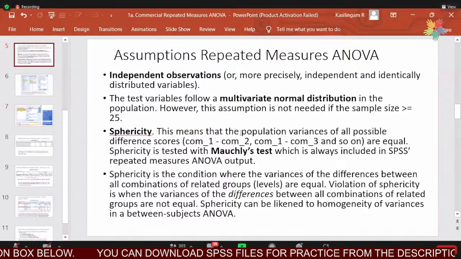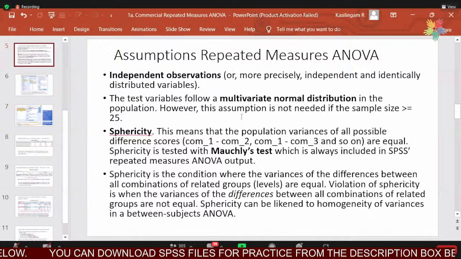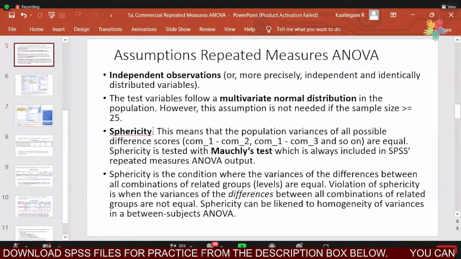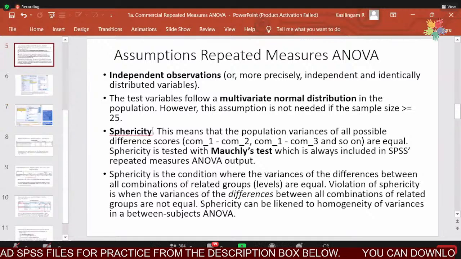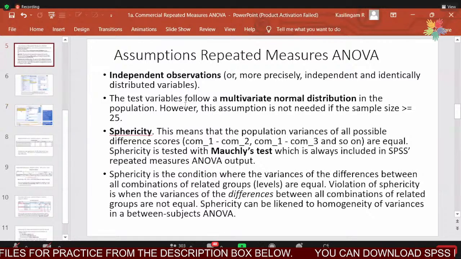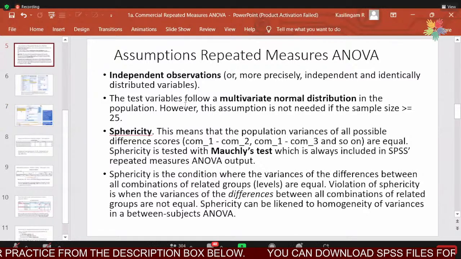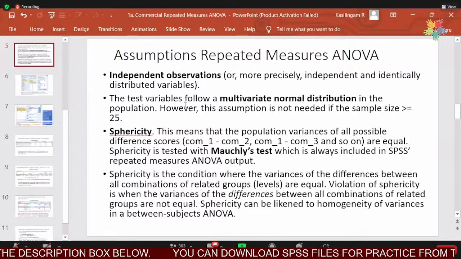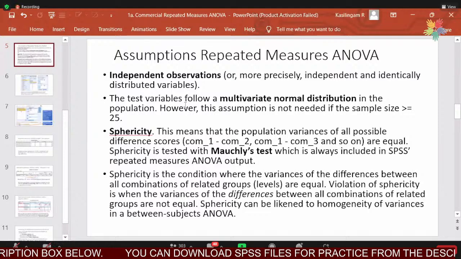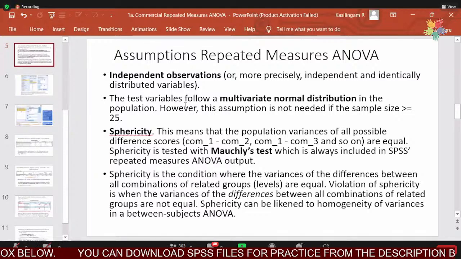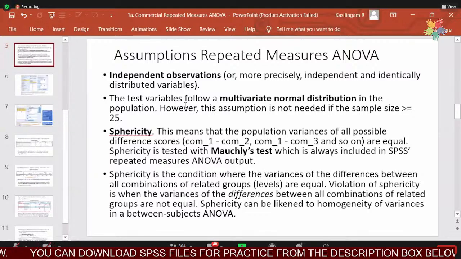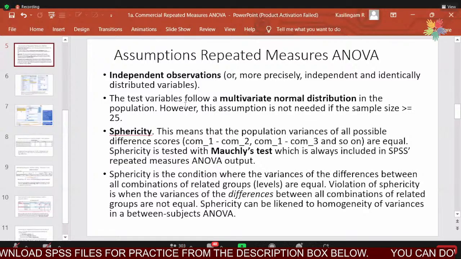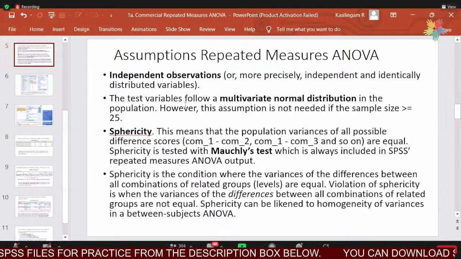Okay, so now see here. However, this assumption is not needed if the sample size is greater than 25. There is sporadicity, all these things, right? So these are all hypothetical. These are all things we presume, right? Irrespective of sample size, you make these assumptions. So when the assumptions are made, okay, this one.